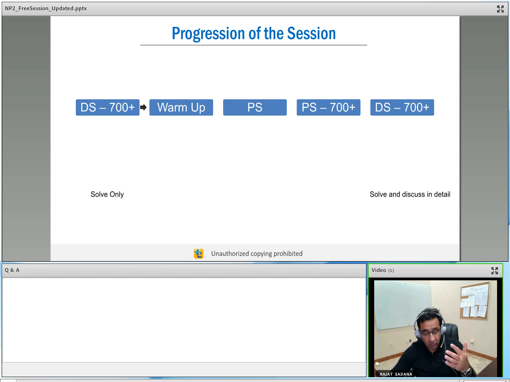In the warm-up piece, we're going to brush up a bit of foundation. Then we're going to go to some problem solving questions. This will be 650 to 700. Then we'll go on to 700 level problem solving questions. And then we're going to be right back at this set of questions again. And you'd see that you'd be able to solve those questions. This entire process is about 90 minutes to 100 minutes overall.